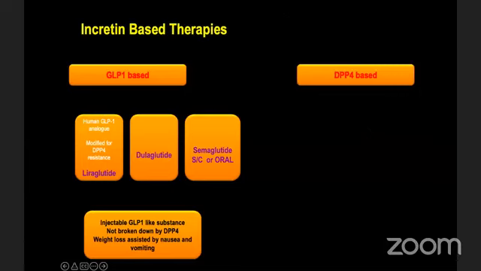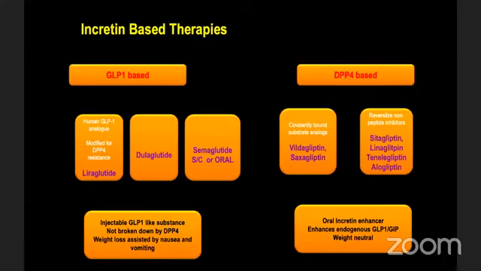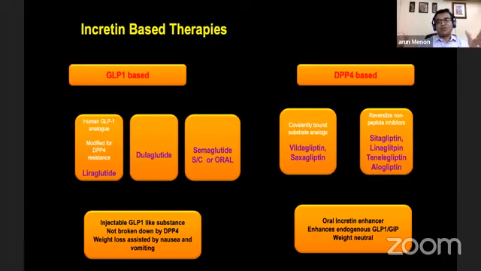Now, on the other side are the DPP-4 based therapies, which almost all our patients are on, isn't it? I mean, many CLD patients, many patients who have had diabetes for a long time, patients on insulin are all on this DPP-4. So these basically inhibit the DPP-4 enzyme, and they are oral tablets. They enhance the GLP-1. They are weight neutral. But the problem is that they are less powerful than the injectable GLP-1s. They are very, very popular.